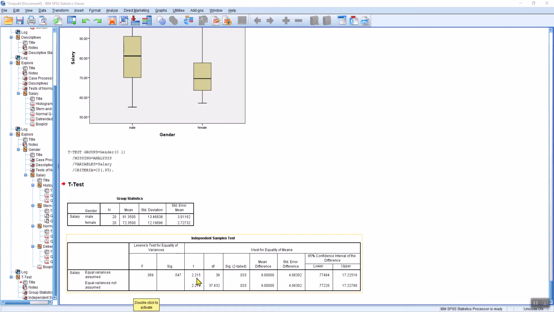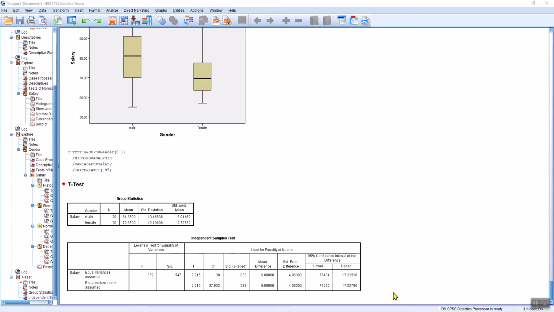We see that the t-test result is 2.215. We can round that off at the second decimal point to be 2.22. And the p-value is 0.033. Pay attention or remember that p-value because we'll see it again. And that tells us that there is a significant difference.